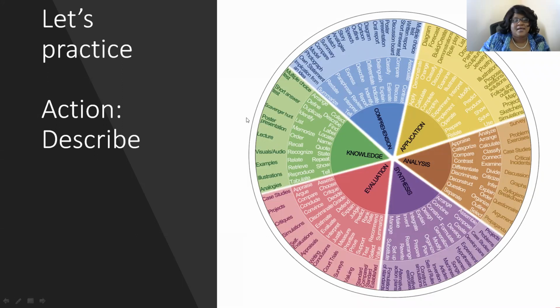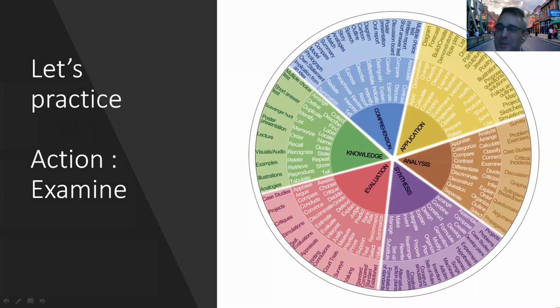Okay. I was just going to say, I'm sorry, I know this is a really busy graphic already, but I'm seeing things like short answer test and poster presentation in knowledge. And I'm just thinking, some of these things you could use, short answer tests and poster presentations, to measure students' analysis, their synthesis. It depends on the questions that are asked. What kind of presentation is it? What are they expected to do?